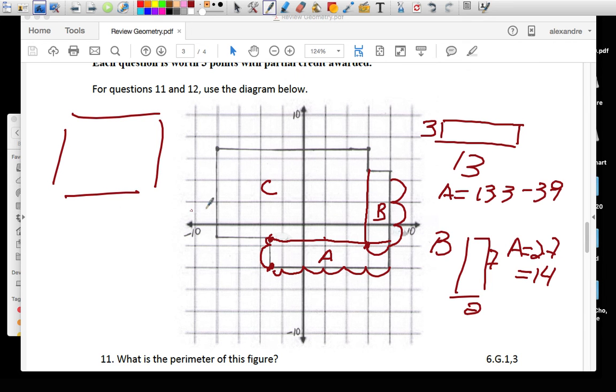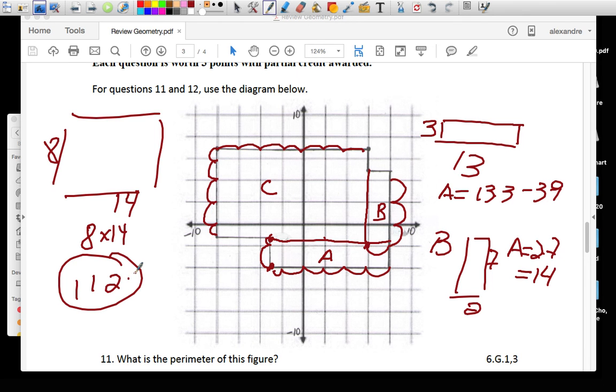Okay, so rectangle C. Let's see, from here, that's 1, plus 2 is 3, 5, 7, plus 1 is 8. So this height is 8. Let's go across. That's 1 box, 2, 4, 6, 8, 10, 12, 14. It's 8 times 14. That's going to give you 112 units. Oh, I'm sorry, this is not unit squared, by the way, because this is area. So now we have to add 112 plus 39 plus 14 to get our final answer.